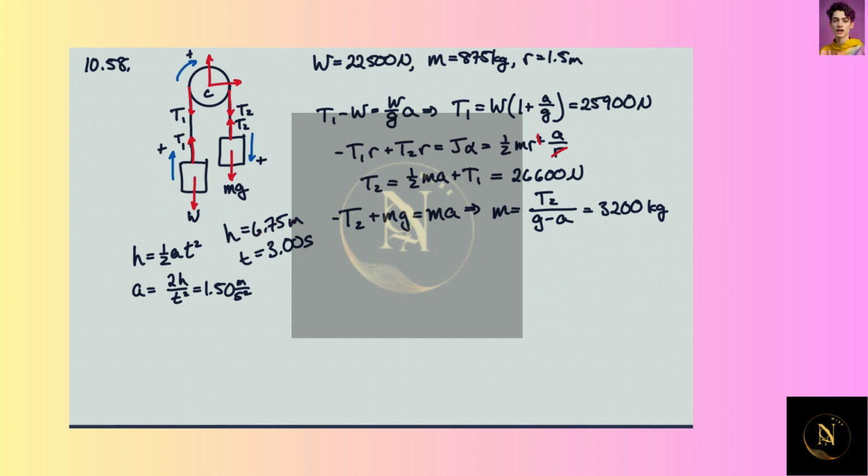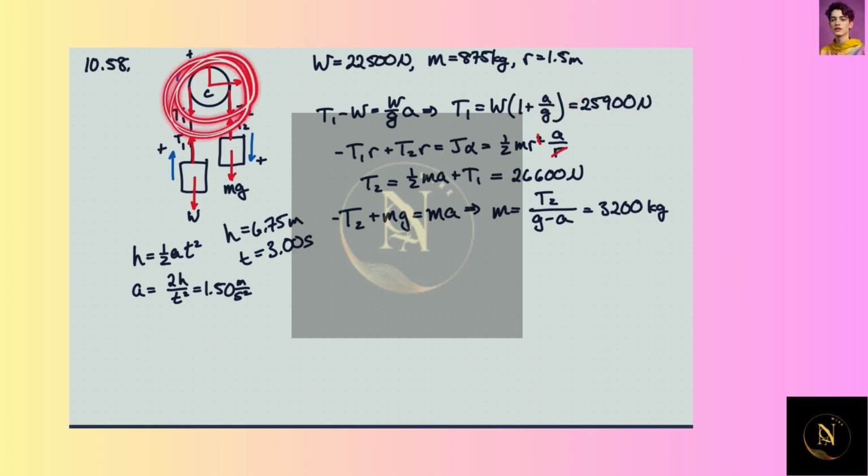So we can get the acceleration because the change in elevation h is 1/2 a t squared, since we're assuming it starts from rest. And so a is just 2h over t squared, and that winds up being 1.5 meters per second squared. So that's what our acceleration is. Once we know that, we can plug that in here. T1 is the weight times the quantity 1 plus a over g, and that turns out to be 25,900 newtons.